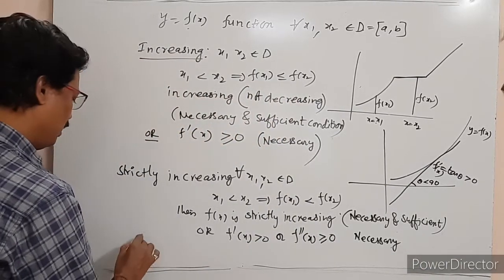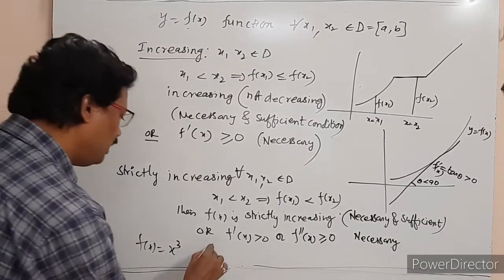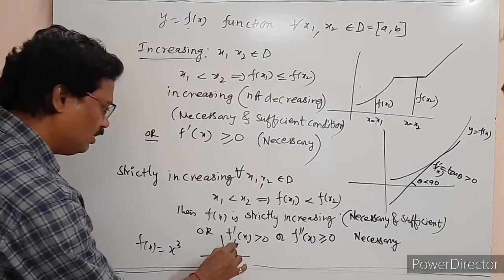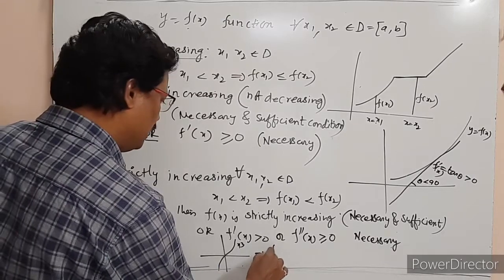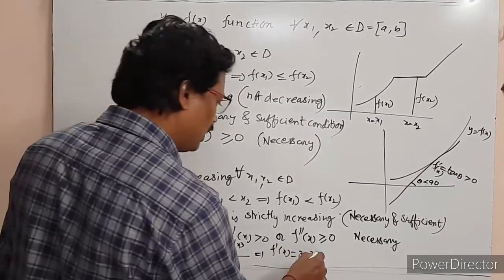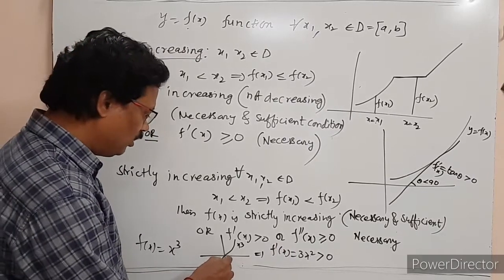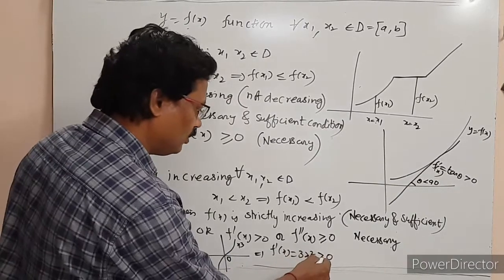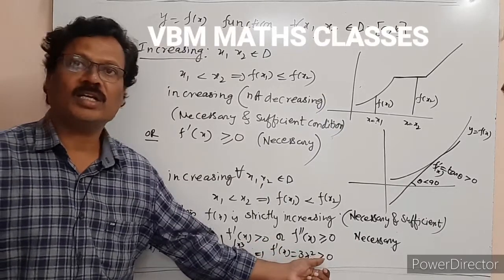For example, I am taking f(x) is equal to x cube. If you see the graph of this one, the graph is like this. This is x cube. Now if you find the derivative of this, what is f'(x)? f'(x) is 3x square. Now this is greater than 0. Why? Because a square number is always a positive number. Here in the domain x equal to 0 is also there. Put x is equal to 0, it is also equal to 0. Though this function is strictly increasing, f'(x) greater than or equal to 0 is also possible.